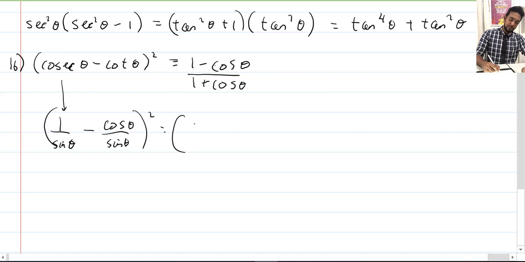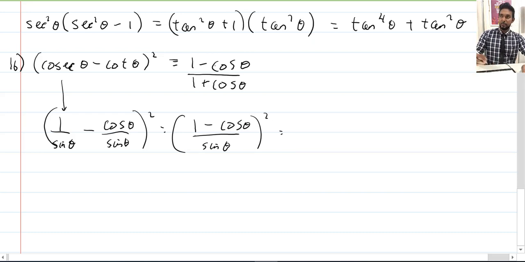And if we simplify the fraction on the inside, there's a common denominator, is there not? Sine theta. Now, when we square a fraction, well, when you square anything, you multiply by itself. When you multiply that by itself, you get 1 minus cos theta all squared all over sine squared theta, right? Not sine cubed, sine squared.